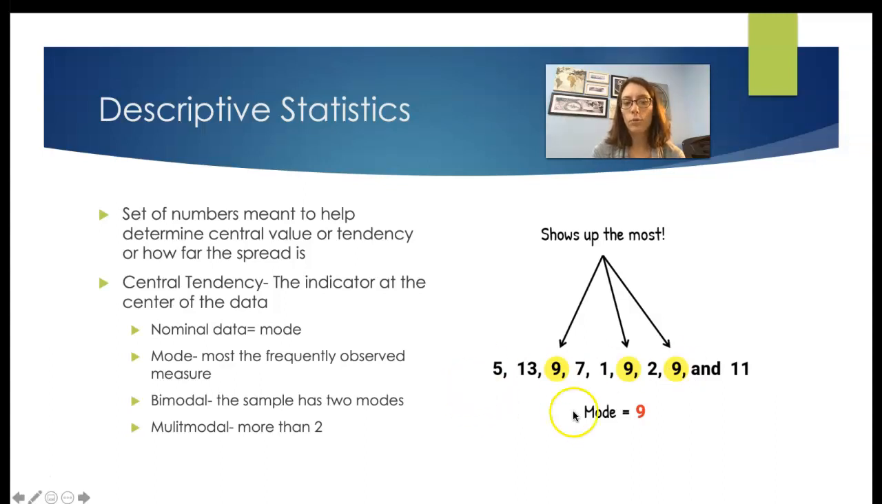Bimodal means the sample has two modes. Let's say we had a whole bunch of 7s in here too. We could have a bimodal sample, and then multimodal is more than 2. The more modes that you have, the less information a mode actually gives you.